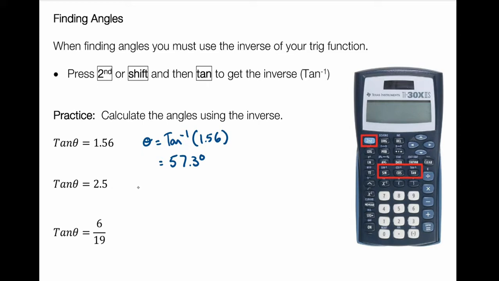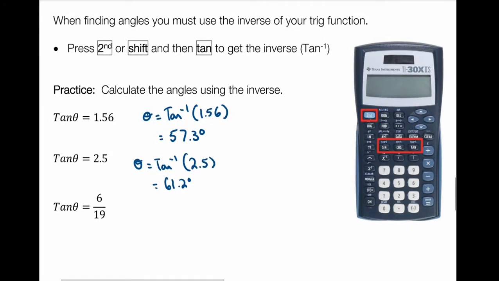For the next example, same idea. If I want to find theta, move the tan over, it becomes the inverse. So tan -1 of 2.5 gives me an angle of 61.2 degrees. Even if we have a fraction, so maybe we haven't turned the ratio completely into a decimal yet, it's still the same thing.